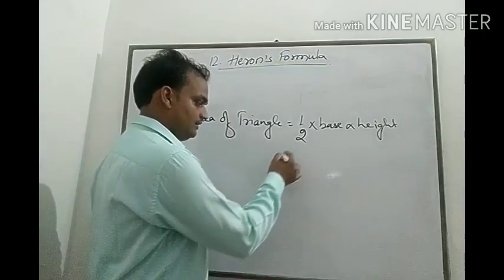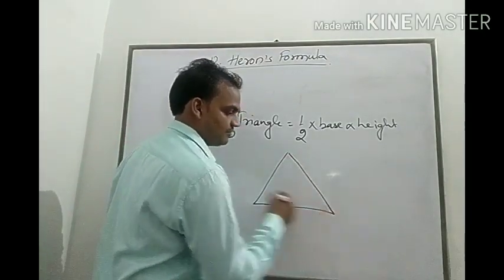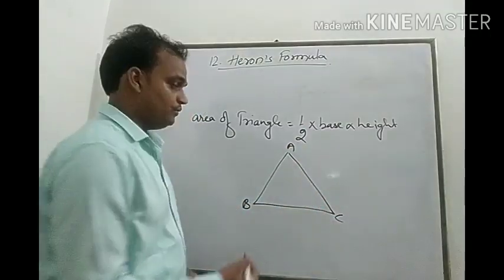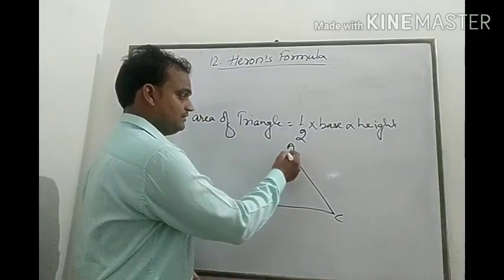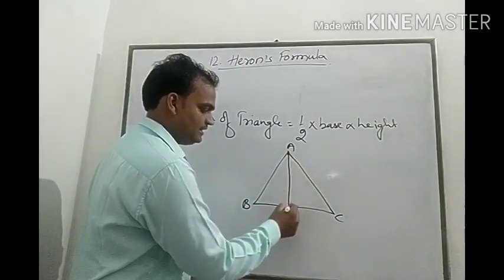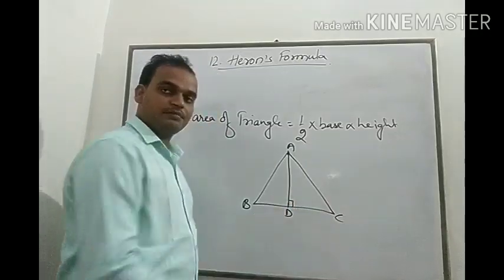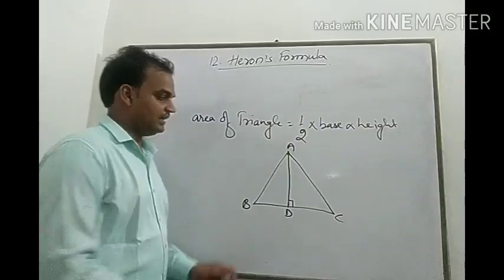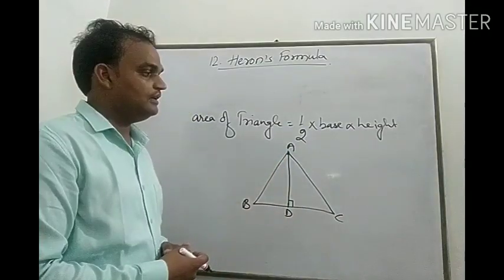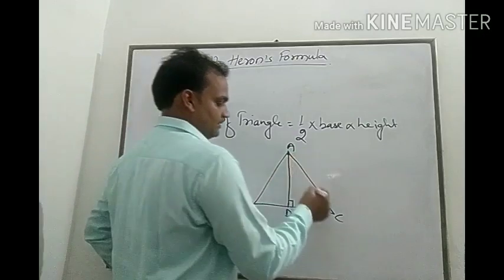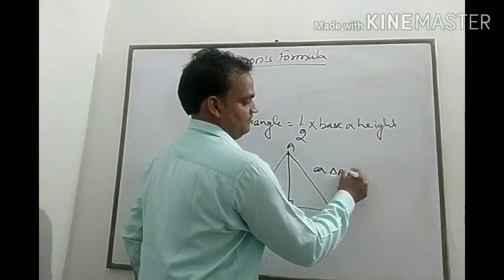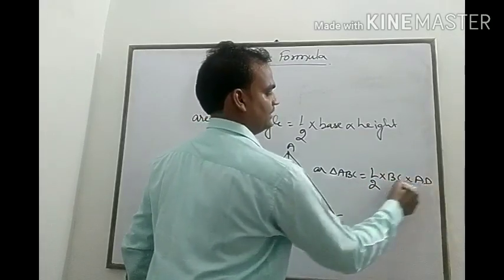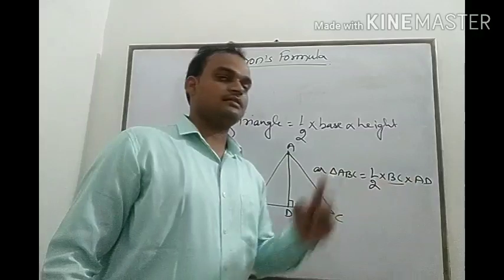If we are given a triangle, suppose that this is a triangle, and we know that AD is the perpendicular on BC, then BC becomes the base of this triangle and AD becomes the height of this triangle. Then we will write area of triangle ABC is equals to 1 by 2 into BC into AD, where BC is base and AD is height.